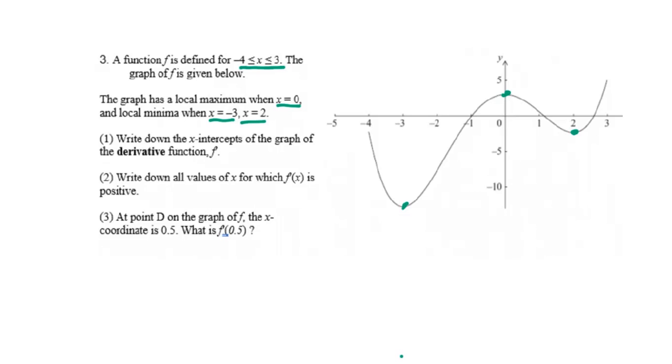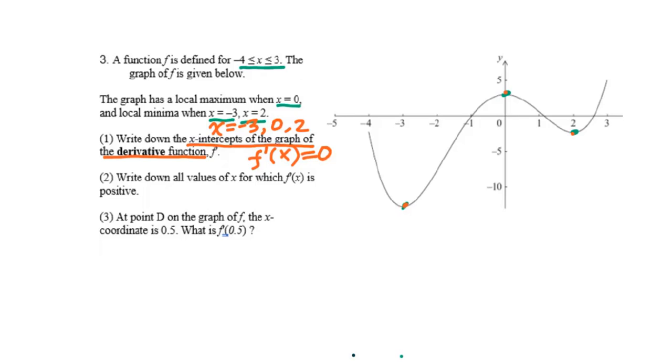For number 1, write down the x-intercepts of the graph of the derivative of function f. When you talk about the derivative of the function, that is f prime of x. We want to get the x-intercepts of this derivative function, which means you have to set the function equal to 0. You can find the derivative equal to 0 at these 3 points. Therefore, the x-intercepts are x equals -3, 0, and 2.